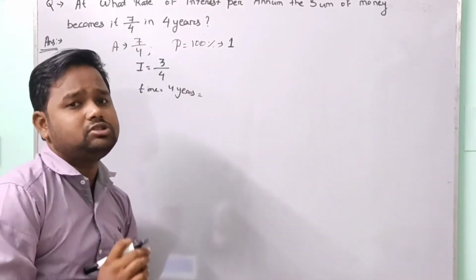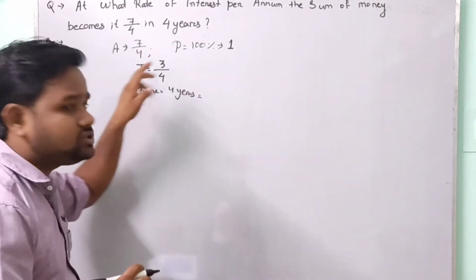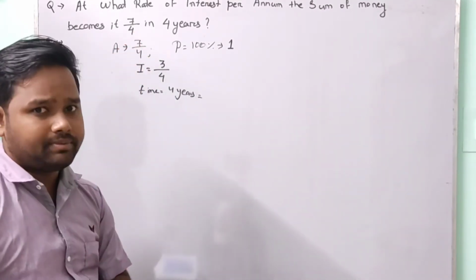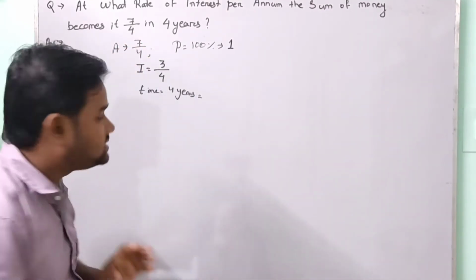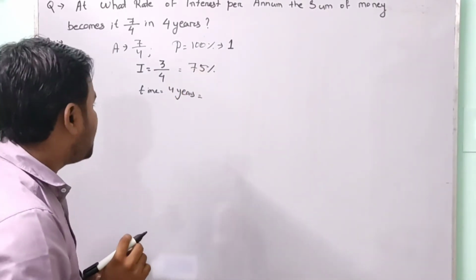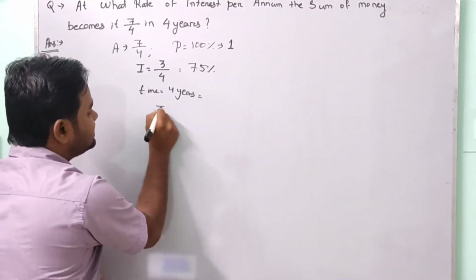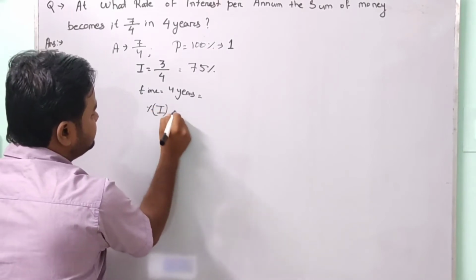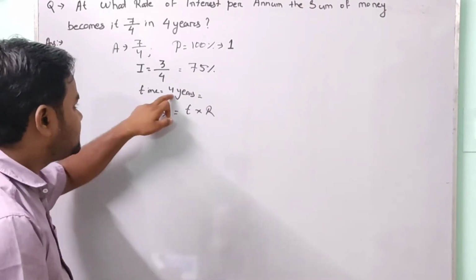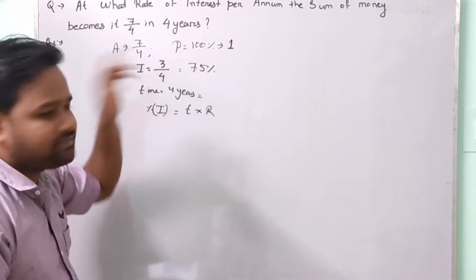In the last class I have also told you, always the fractional part we convert into the percentage part. That means interest we have to convert into percentage. So 3 by 4, we know that 1 by 4 is equal to 25%. So 3 into 25% is 75%. And a formula I have told you: if the interest is calculated in percentage, then the percentage of interest is equal to the time into the rate of interest. Here the time is given, 4 years, and the rate of interest is asked, and interest is 75%.